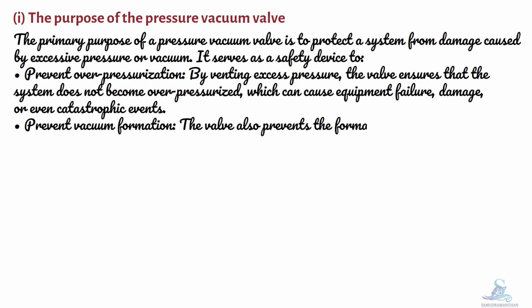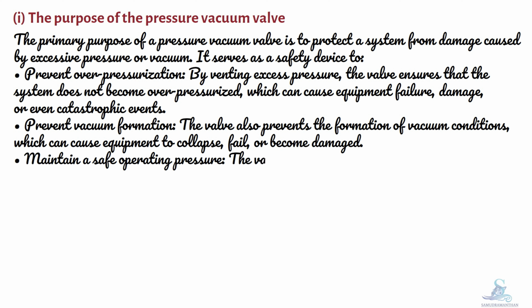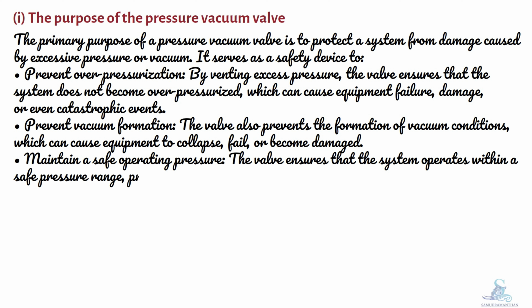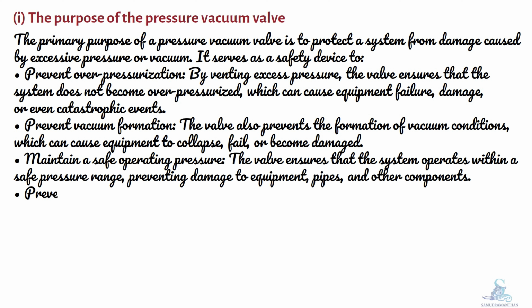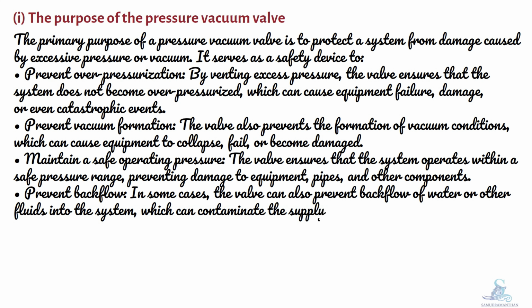The valve also prevents the formation of vacuum conditions, which can cause equipment to collapse, fail, or become damaged. Maintain a safe operating pressure. The valve ensures that the system operates within a safe pressure range, preventing damage to equipment, pipes, and other components. Prevent backflow. In some cases, the valve can also prevent backflow of water or other fluids into the system, which can contaminate the supply or cause damage to equipment.